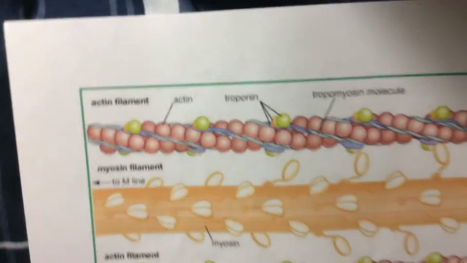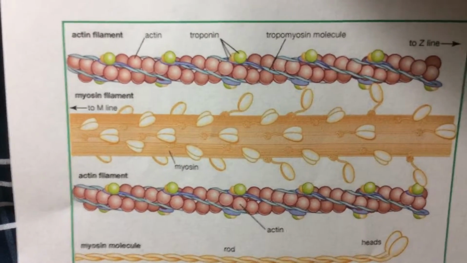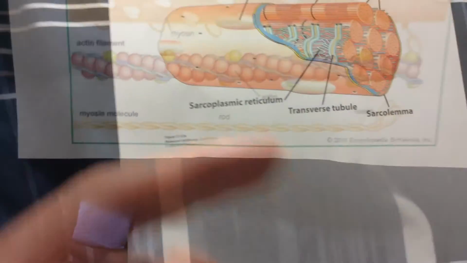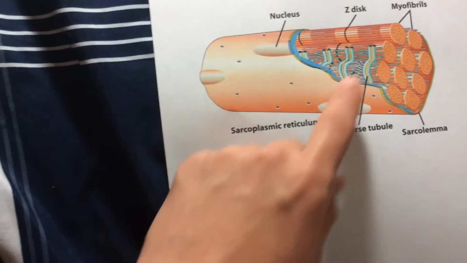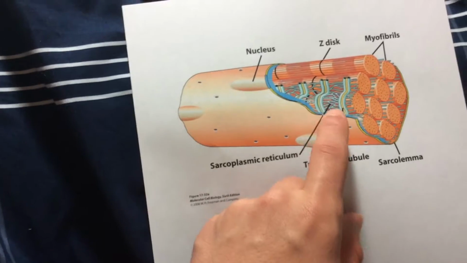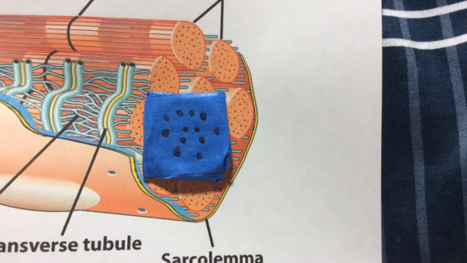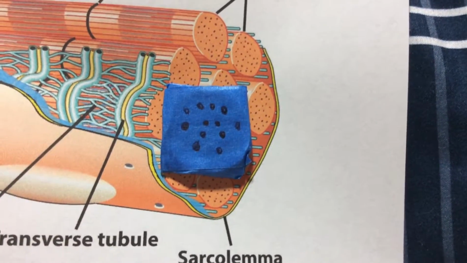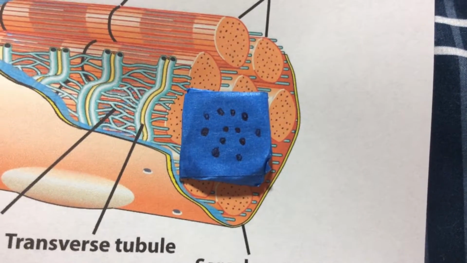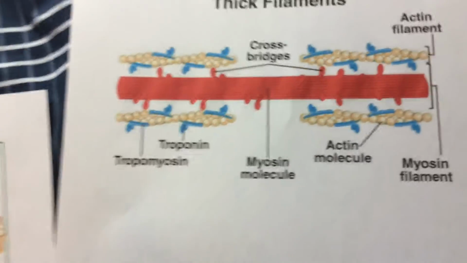So on the top here, we have the actin filament. Then we got the myosin filament, and another actin filament, and then a myosin molecule. Calcium ions are released from the sarcoplasmic reticulum, which are these band-looking things stretching between the transverse tubuli. Those black dots on the action potential represent the calcium ions that have been released and have bound to the actin. Alright, so myosin attaches to the actin, forming cross bridges.